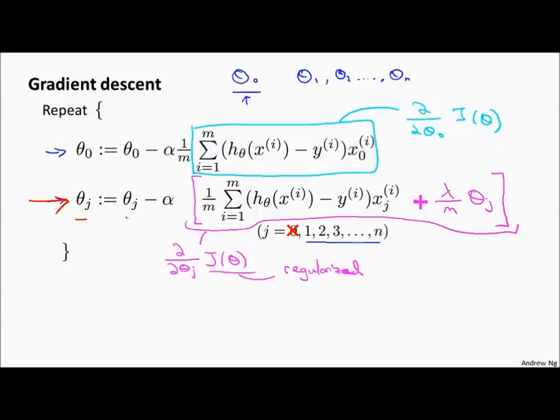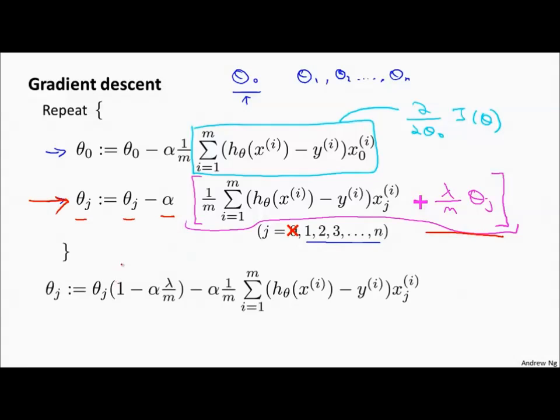If you look at the update for theta j, it's possible to show something pretty interesting. Theta j gets updated as theta j minus alpha times this other term that depends on theta j. If you group together all the terms that depend on theta j, you can show that this update can be written equivalently as follows. Theta j here is theta j times 1, and this term is lambda over m. There's also an alpha here, so you end up with alpha lambda over m multiplied into theta j. And this term, 1 minus alpha times lambda over m, is a pretty interesting term. It has a pretty interesting effect.